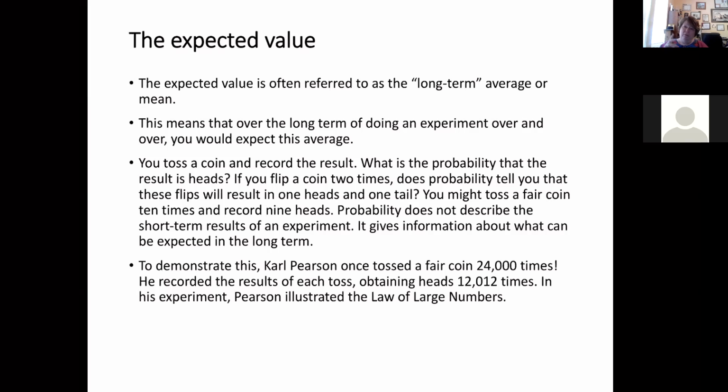So again, if I flip a coin twice, do I get exactly 1 head and 1 tail? Probably not. Using the word probability, probably not. But over the long term, if I toss the coin over and over and over again, I would expect half the time to get heads and half the time to get tails if it's a fair coin. So Carl Pearson once tossed a fair coin 24,000 times.